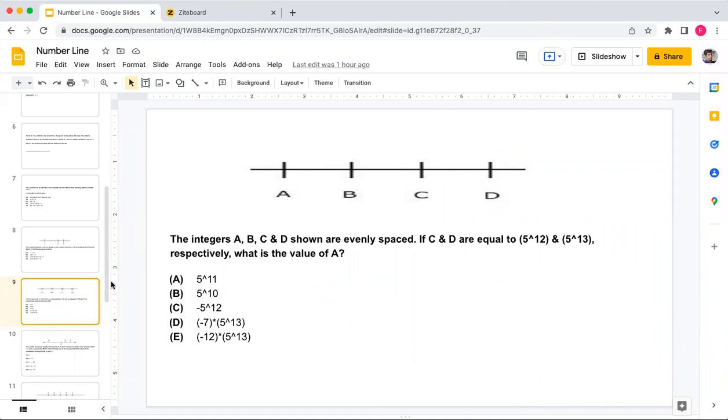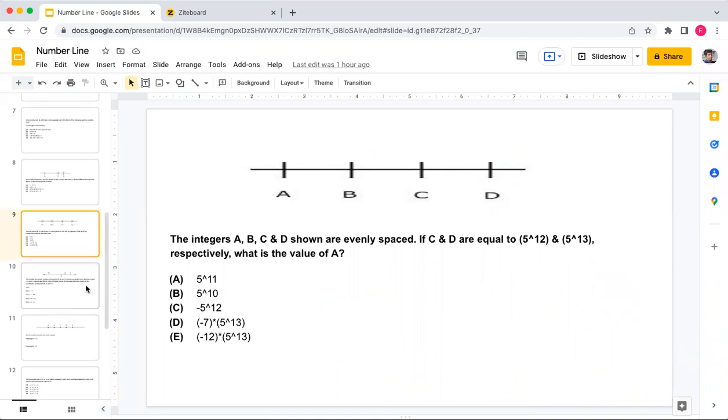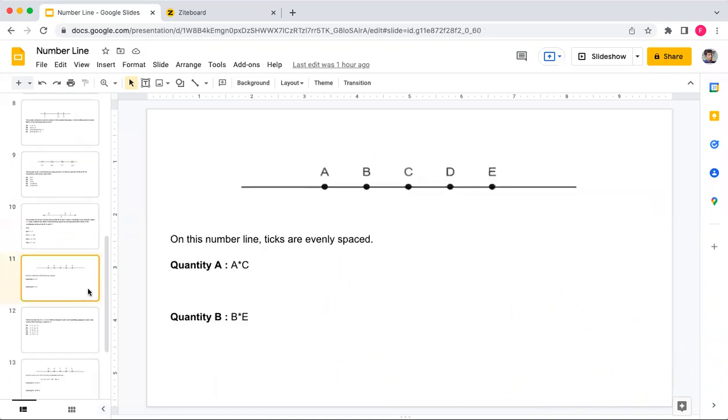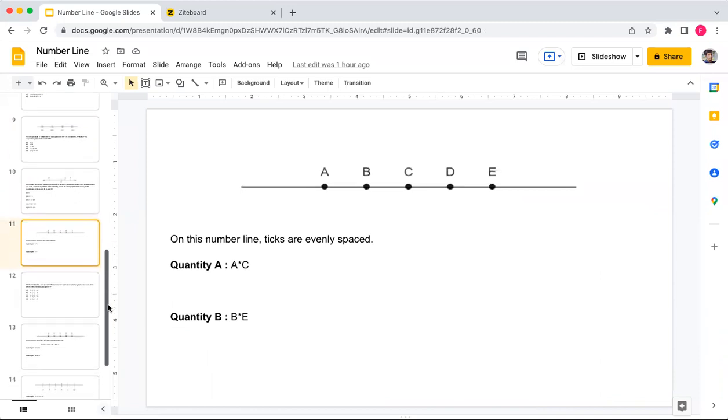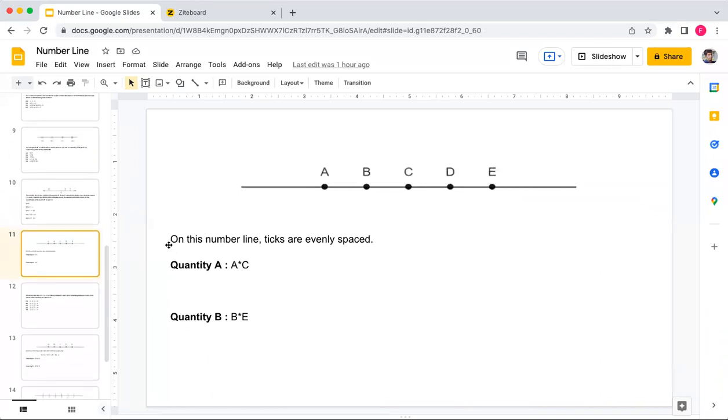Okay. Now let's move to the next one. Okay, try this question.